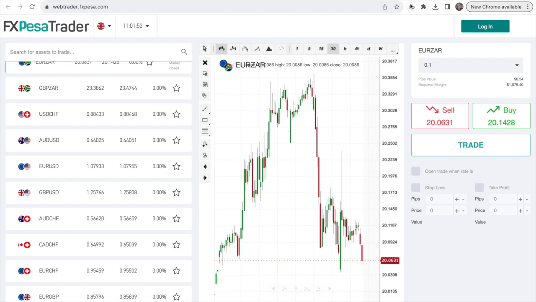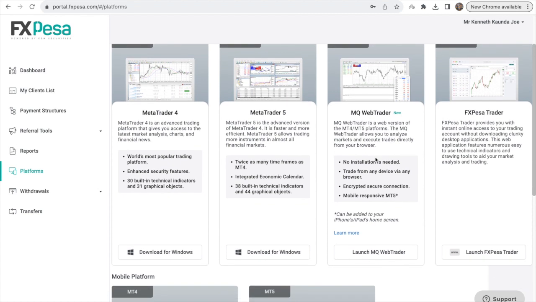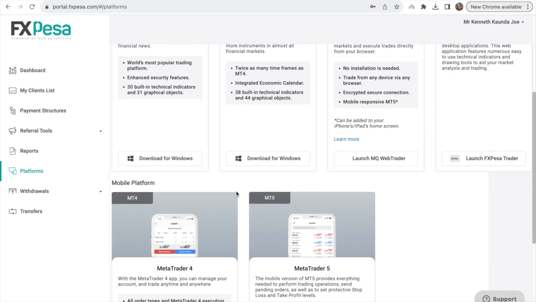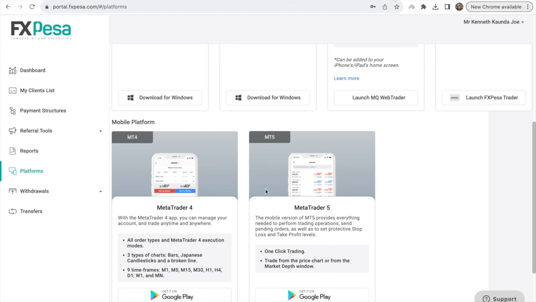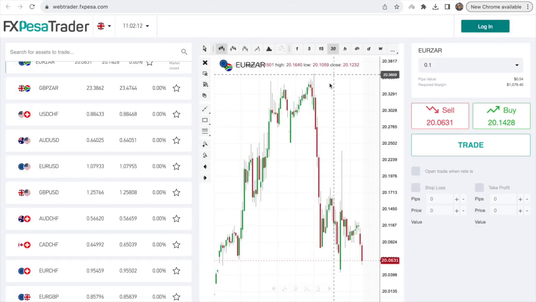FX Trader, I launched it from this board here, so you can take this one, and if you want a window version, a downloaded version on your desktop, you can come here at FX Pesa and choose which one fits you. If you want to use it on a mobile phone, here are the options. I've done a video on these basics, so today we're not going to waste so much time on that.